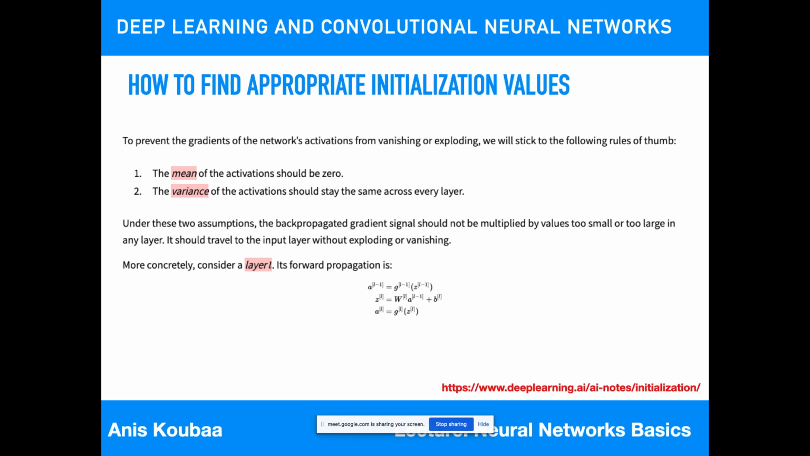So how to find appropriate initialization values? To prevent the gradient of the network activation from vanishing or exploding, we will stick to the following rules of thumb. There are two different rules that we try to follow in order to make a good random initialization. First of all, the average of the activations should be 0. And the variance of the activations should stay the same across every layer. So this means that we will try to choose initial values of the weights W such that the activation values will be close to 0, and the variance should be the same across all the layers.